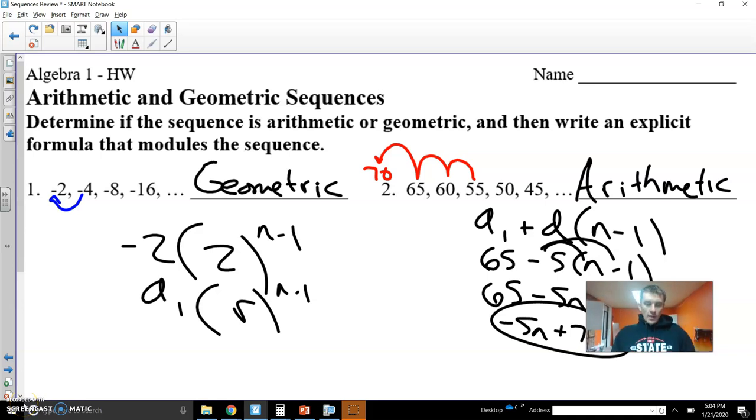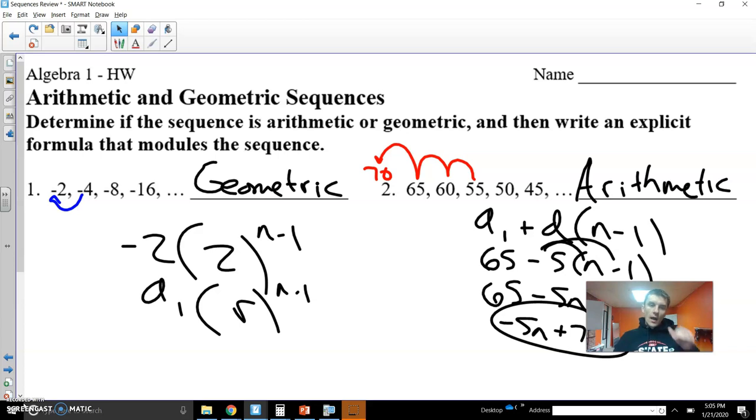What's up, Algebra 1? We've been talking about arithmetic and geometric sequences, and so at this point, really hoping we've got a lot of skill in identifying which one's arithmetic, which one's geometric, along with if it's arithmetic, what would that common difference be, or if it was geometric, what's that common ratio.